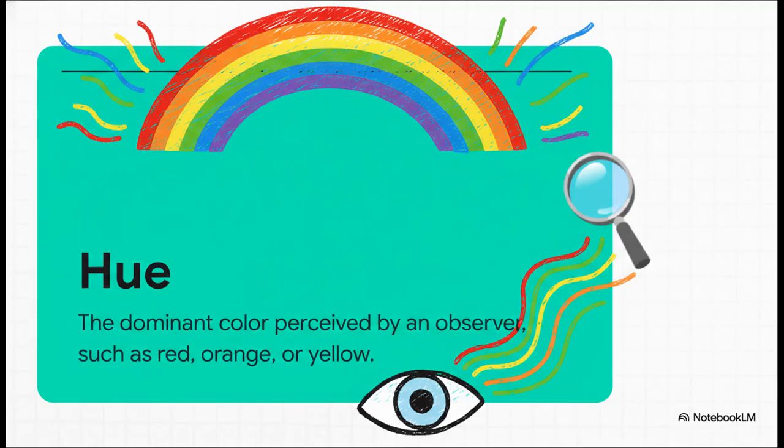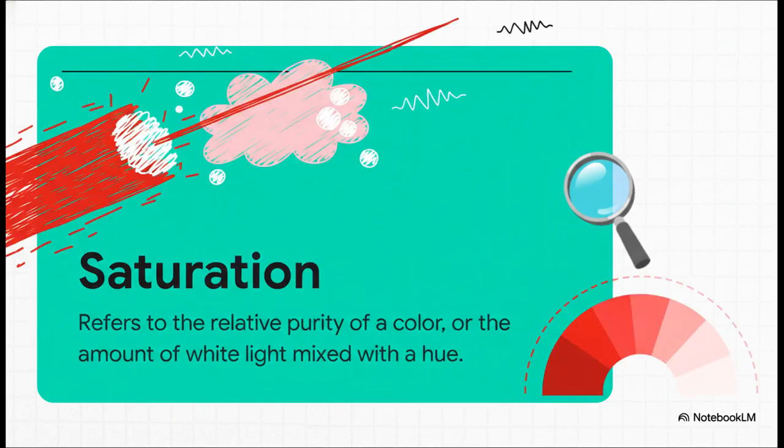So first, you've got hue. This is what we normally just call color. It's that pure, dominant shade that we see. Fire engine red, lemon yellow, sky blue. That's the hue. Then there's saturation.